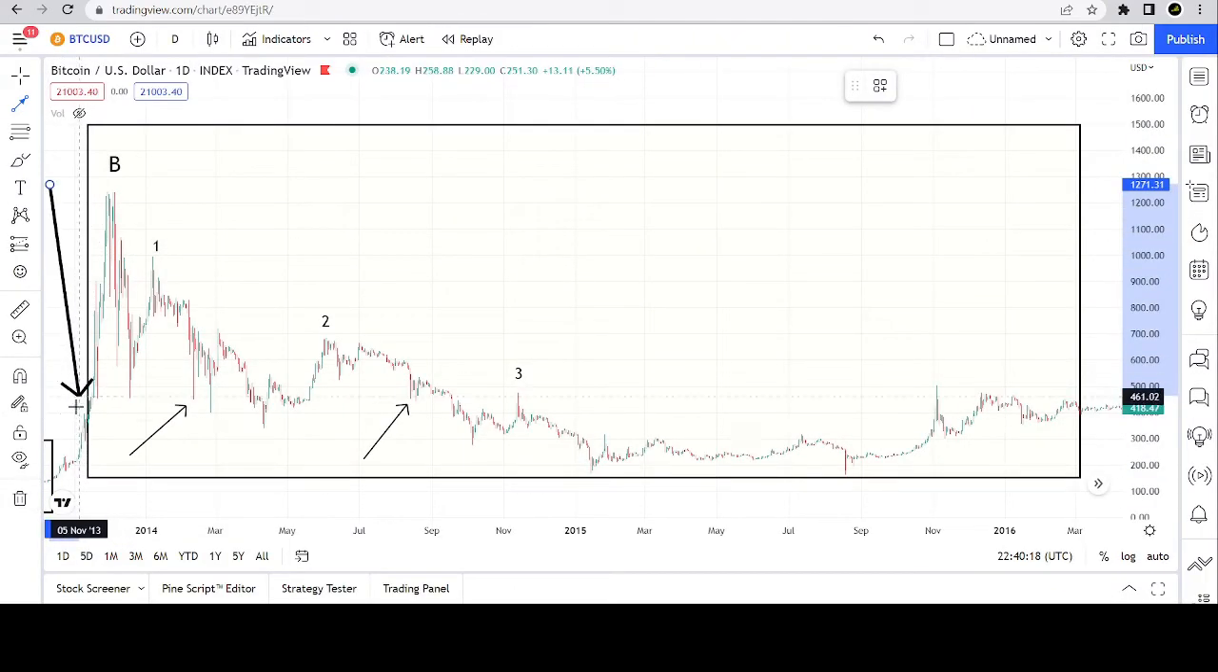Okay, so the next one that takes place in the chart is a B pattern, and this took place in December 2013.